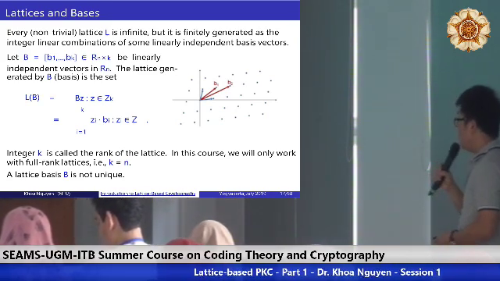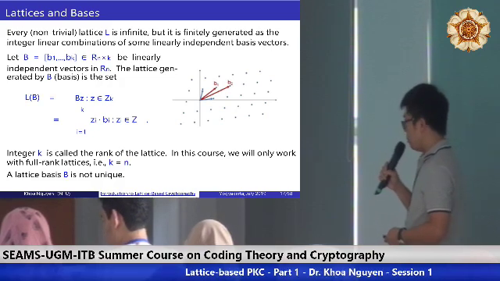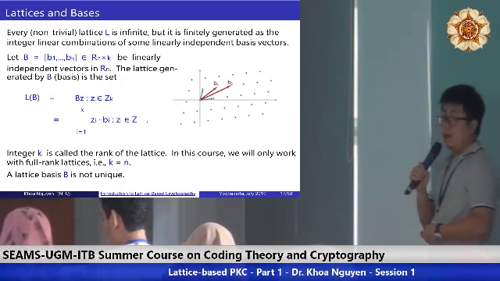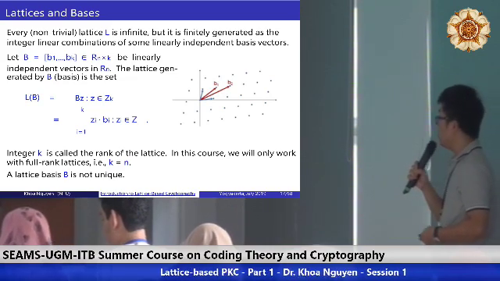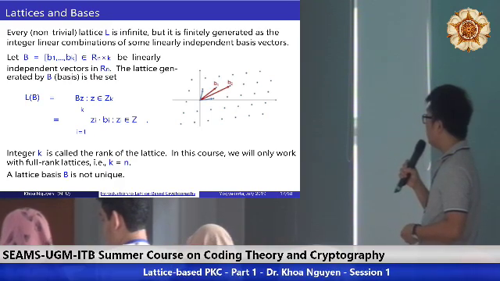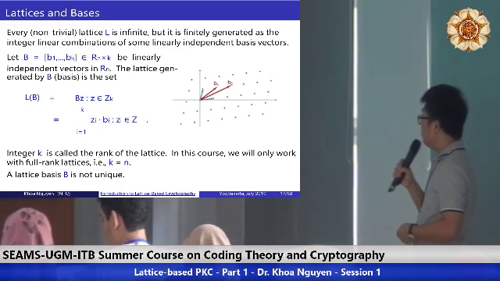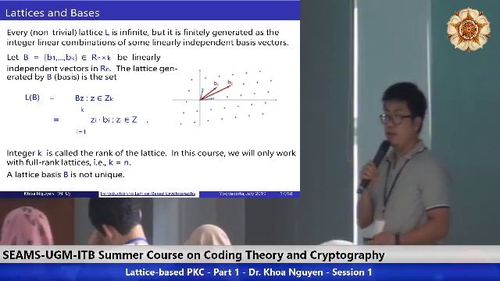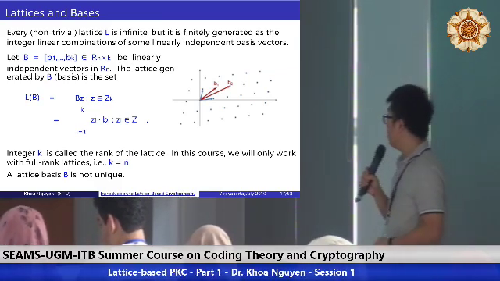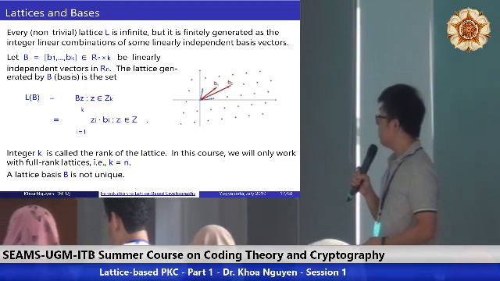One remark here is that for a given lattice, there are many bases. In fact, the basis is not unique. For example, for this lattice, these two shorter vectors also form a basis for the lattice. There are in fact infinitely many of them. Any question?